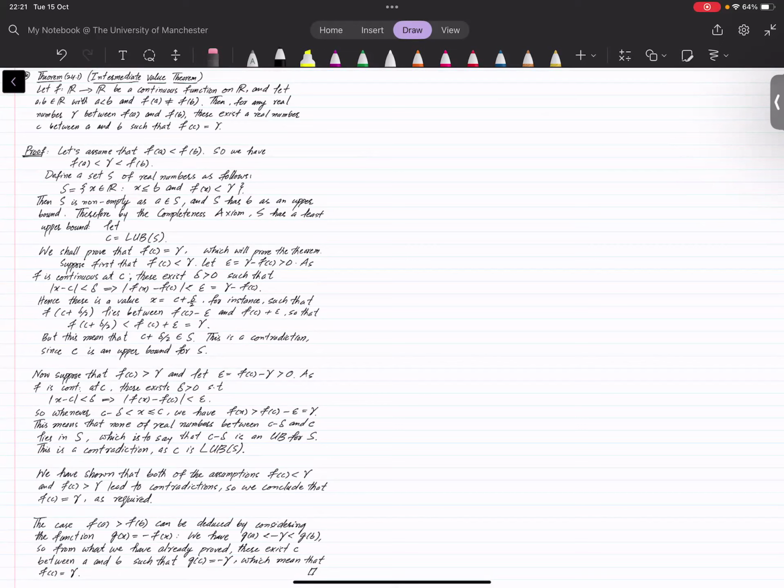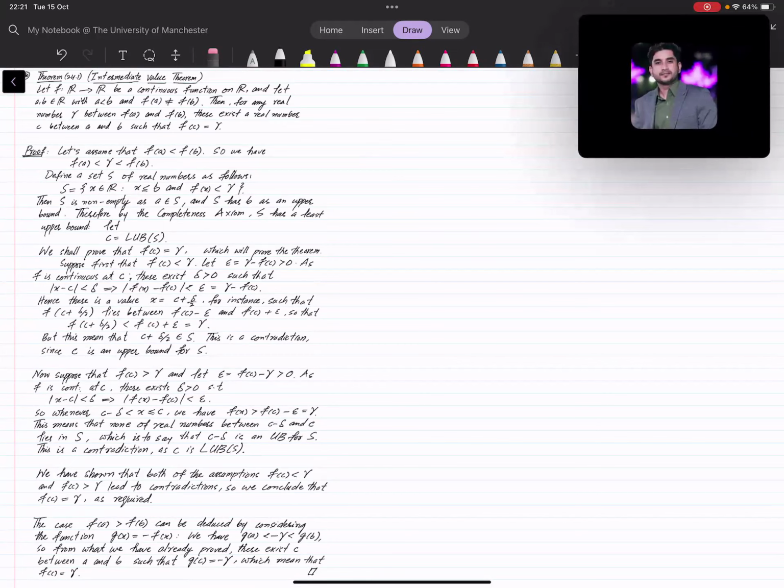Now here we will end this part of the lecture, and in the next part we will talk about the existence of nth roots of unity, and then we will give a special case of the fundamental theorem of algebra, and then we will end this book on the concise introduction to pure mathematics. Thank you so much.